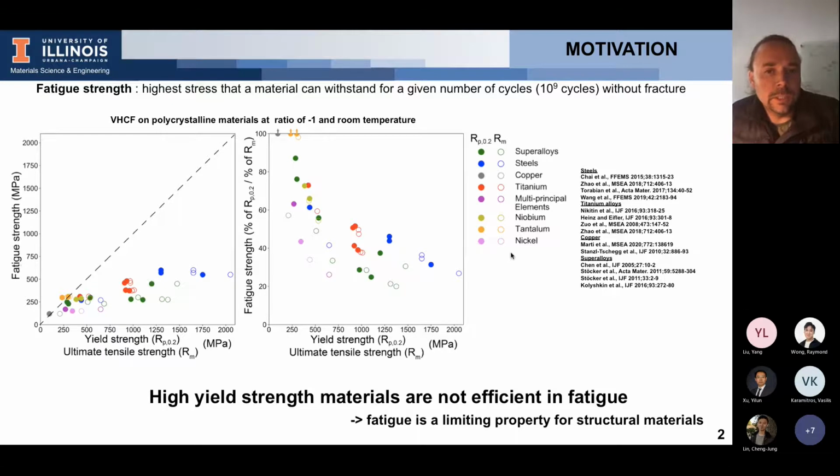Plotting the data in this way, you can notice that materials that have a very high yield strength, the structural materials for instance, tend to have their fatigue strength below, let's say, 40% of their yield strength. So for these materials, you have a very low fatigue efficiency. And it's for this reason that fatigue strength is a very important property for structural materials.